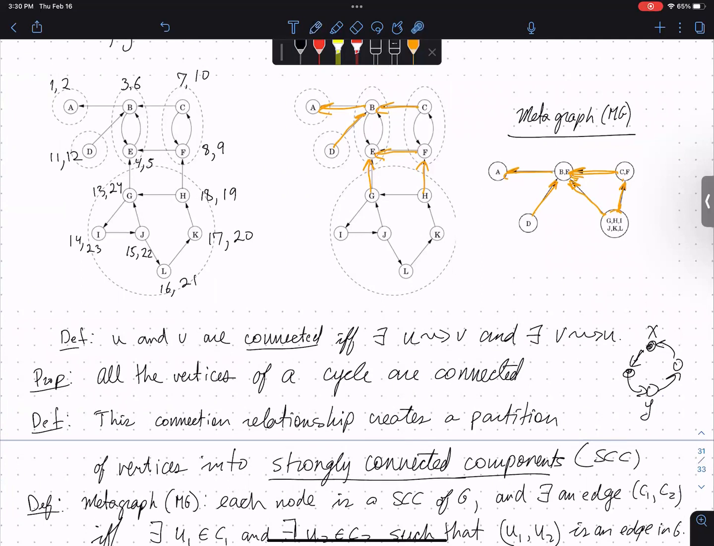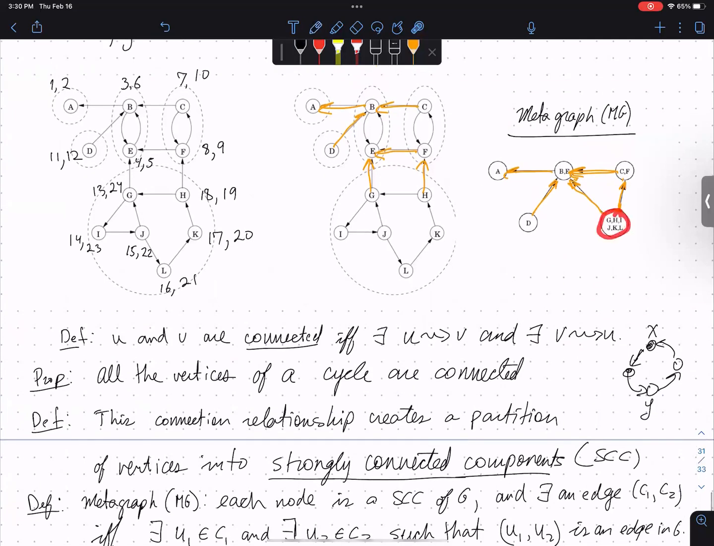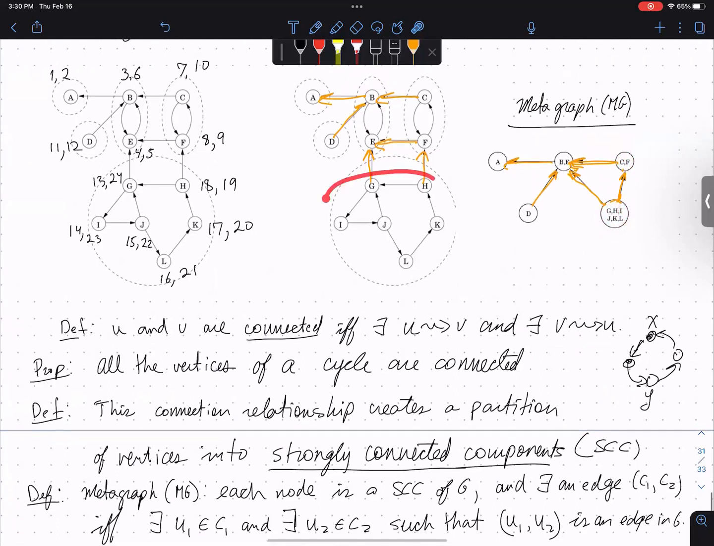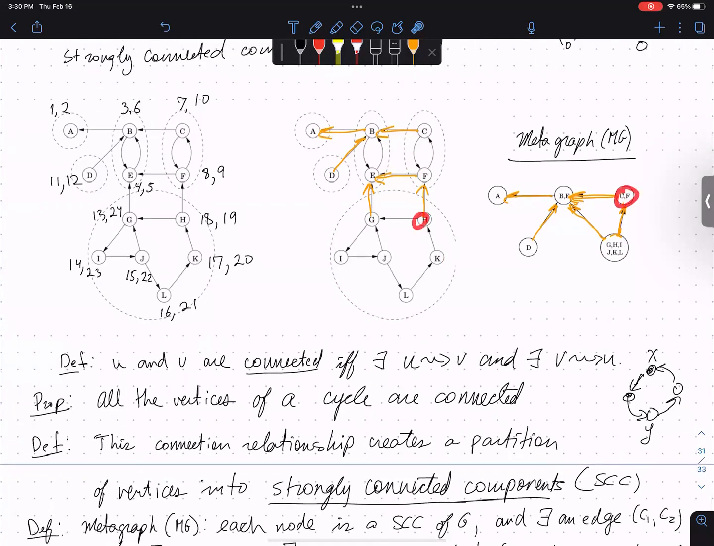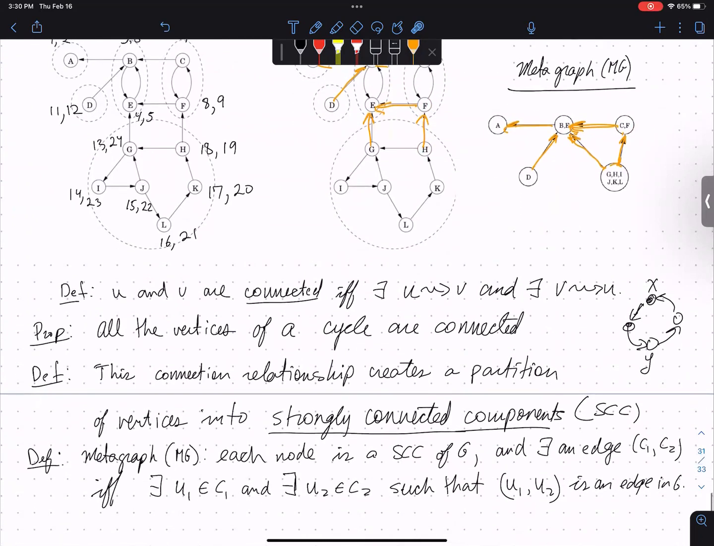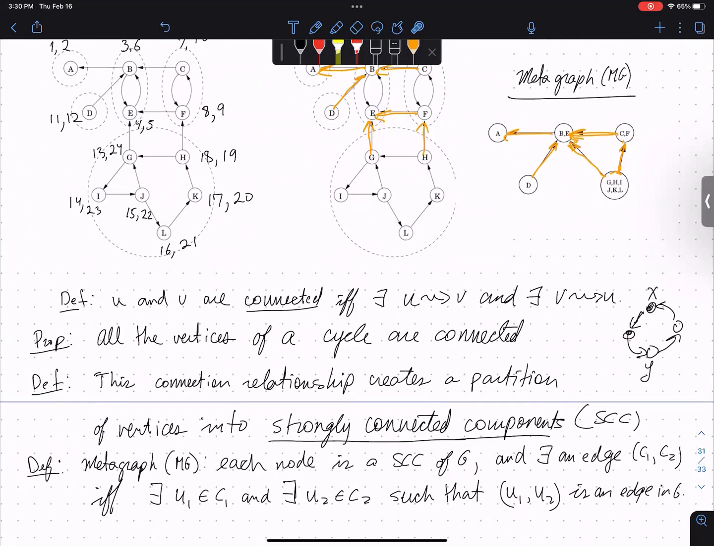In other words, there's an edge from this guy to this guy because there exists a vertex in this component, in particular H, and there exists a vertex within this component, in particular F, so there's an edge from H to F. Question? We wouldn't have two parallel edges.